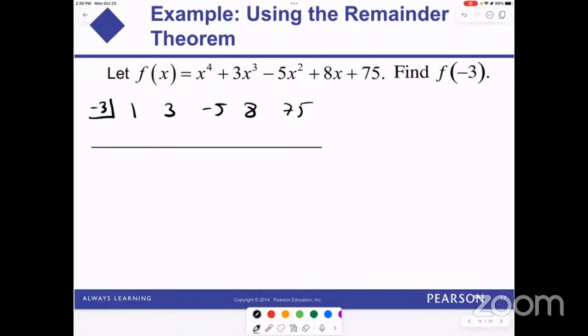Again, the first term just comes down. On the diagonal, we multiply. So -3 times 1 is -3. Vertically, we add. That adds up to 0. 0 times -3, diagonal, we multiply, is 0. And then we add, and then we multiply. We add, what is that, 23? -69. And then if we add, that's a +6. So we started with the degree 4. Now for our depressed equation, we're now at a degree 3.